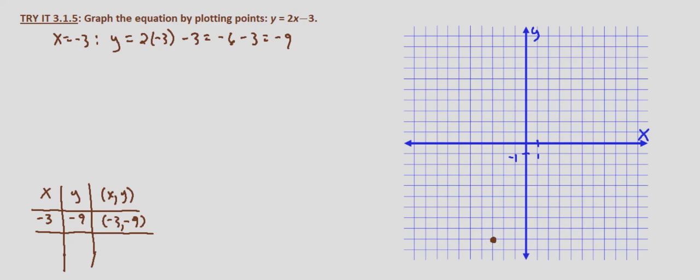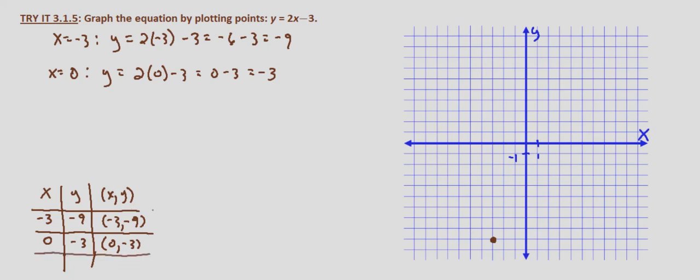We'll go ahead and use, let's say, x equals 0. When we substitute x equals 0, we get y equals 2 times 0 minus 3, which equals 0 minus 3, which equals negative 3. So our x value is 0. Our y value ends up being negative 3, which gives us the point 0, negative 3. So we start at the origin. We don't go to the left or right because the x value is 0, and we go 3 units down, 1, 2, 3.